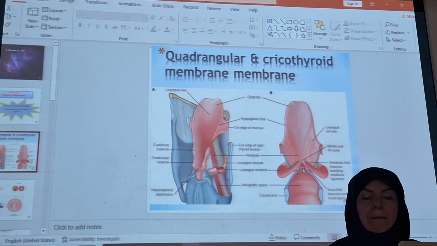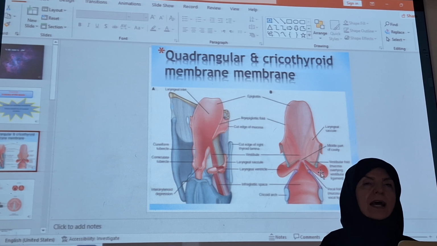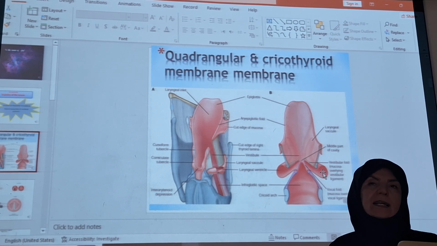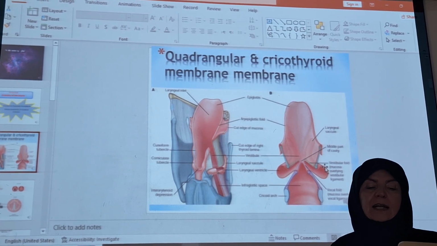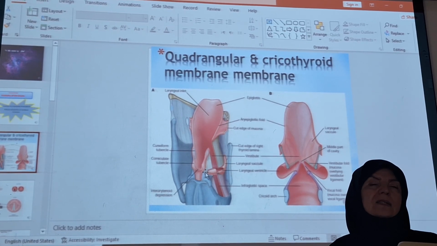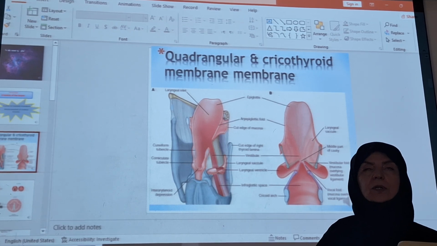And this middle chamber on each side makes a diverticulum, a dilated sinus, to form the ventricle. Each ventricle continues on each side into a pouch, a fold of tissue that we call the saccule.